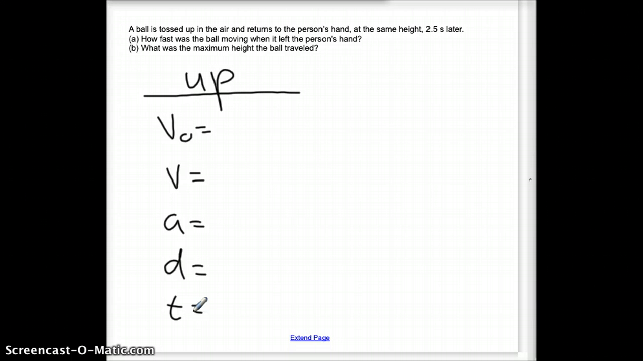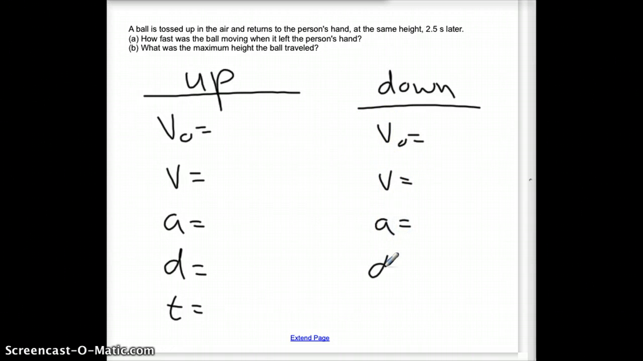I have the up column and the down column. Even though the only force acting on the object is gravity, I still need to split it into 2 parts because on the way up it's slowing down due to gravity, and on the way back down it is accelerating due to gravity. Now don't be confused here. The acceleration is always pointing down, and it's 9.8 meters per second squared. But the effect of that acceleration depends on whether we're looking at the up or the down.